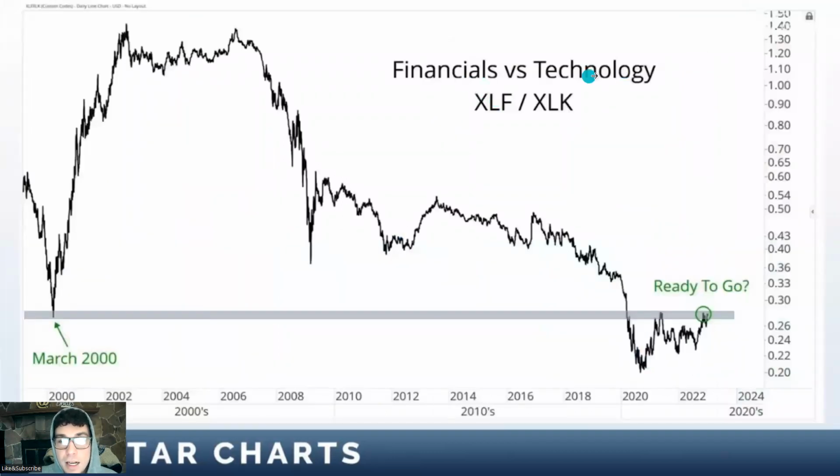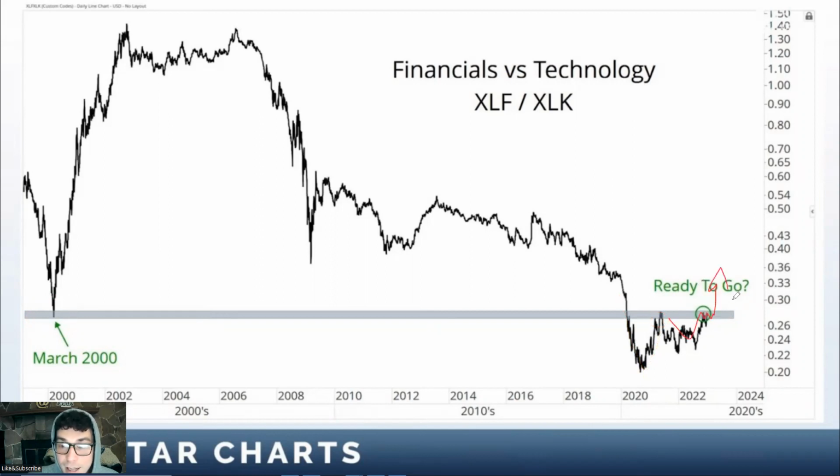And right here, what we're looking at is financials versus technology. This kind of highlights what I was talking about earlier. A lot of big tech is really what's suffering and dragging the market down. We have the COVID lows over here right now, right? We fell through it as support, and former support becomes resistance. We've tested it a few times over here, and it looks like it's ready to go and get a breakout.